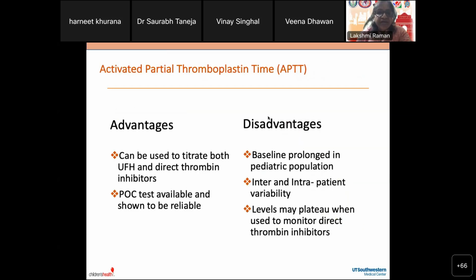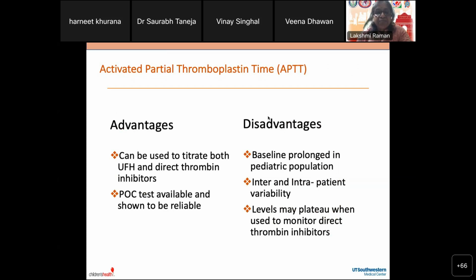So what are the advantages of APTT? As I said, it can be used not only to titrate unfractionated heparin, but also for direct thrombin inhibitors. And there's a lot of use of direct thrombin inhibitors, and I'm going to show you some data about that as well.